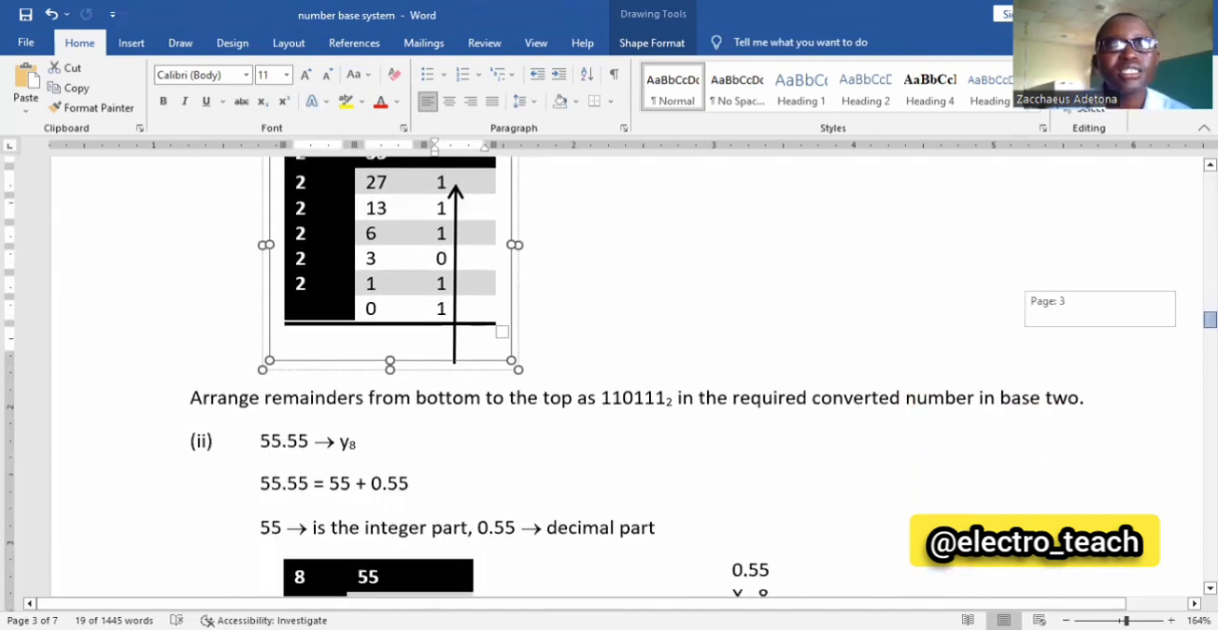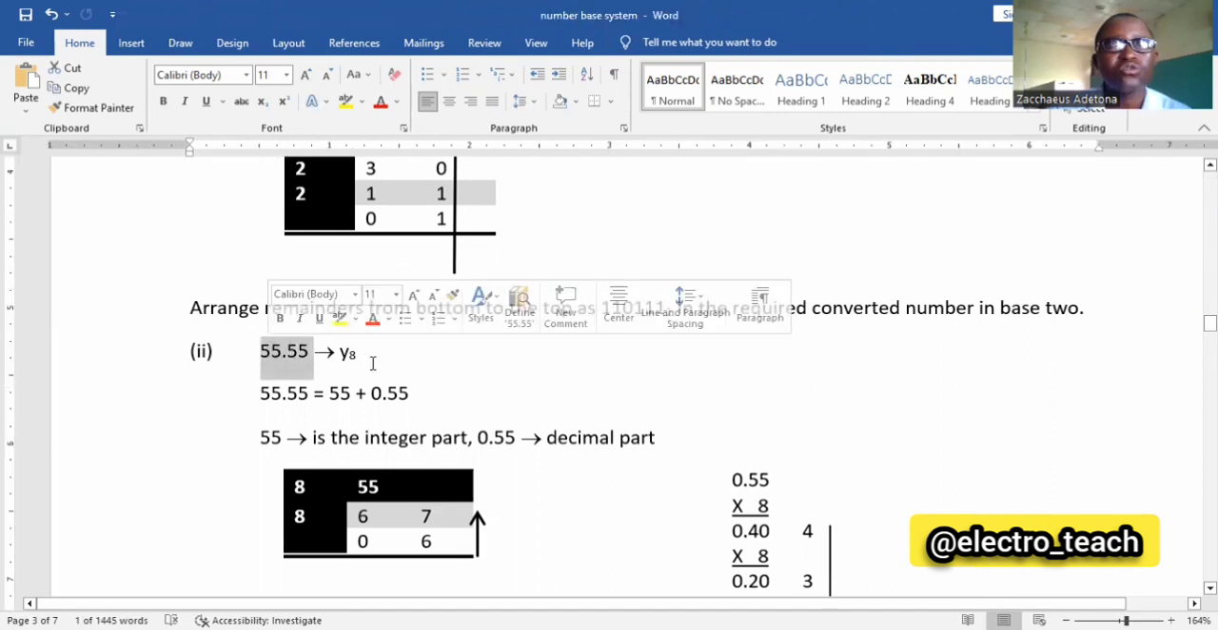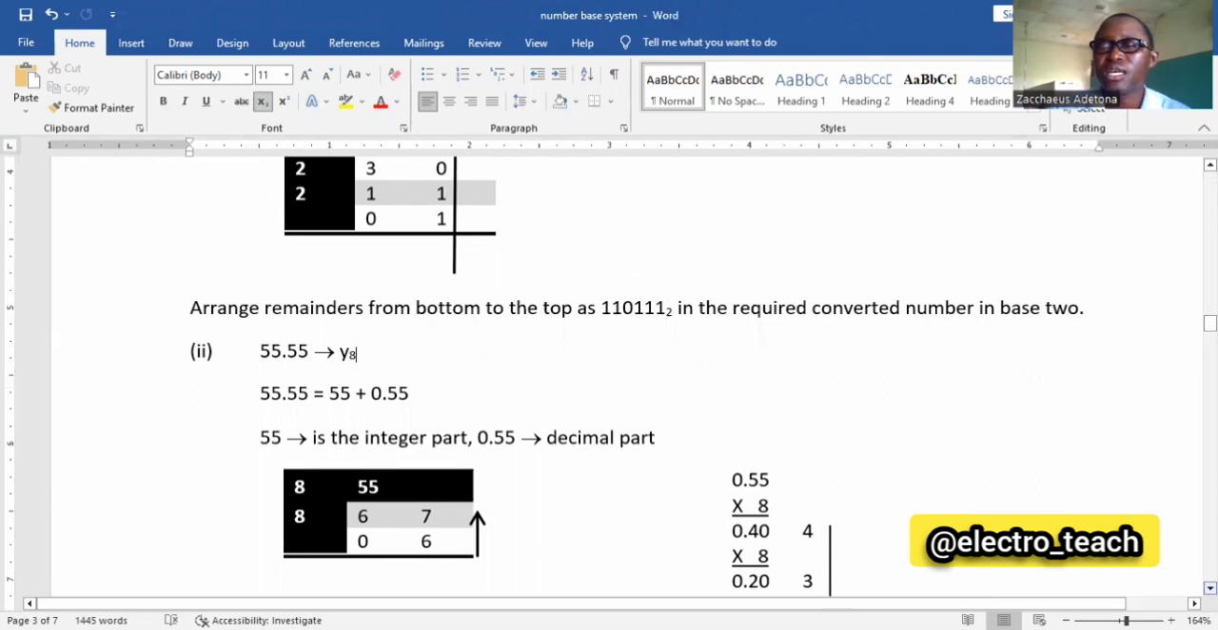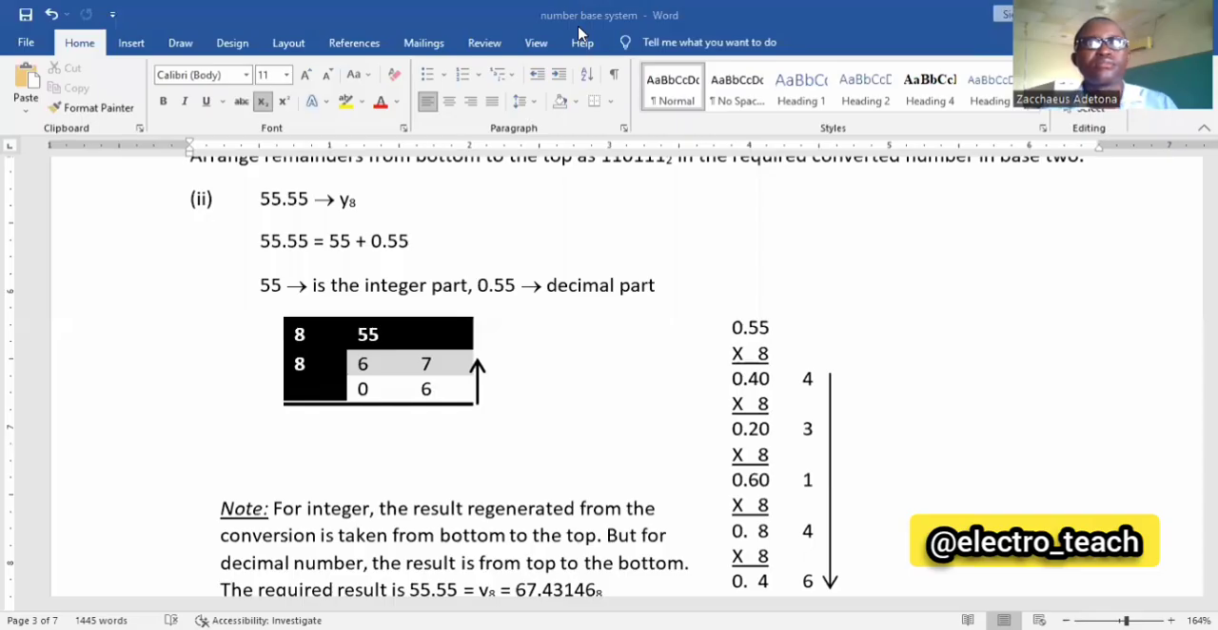The second one is a number that has decimal points, decimal digits, and we want to convert it to base 8. So let us see. All right, so 55.55 is equal to 55 plus 0.55.